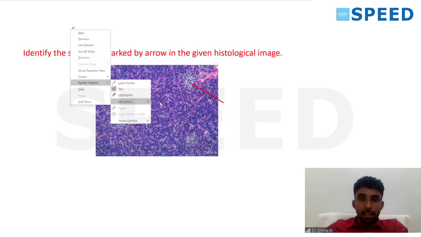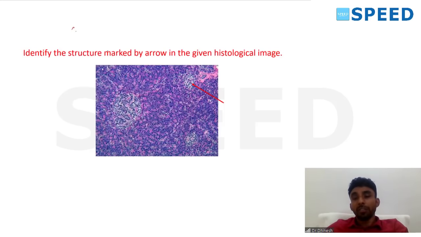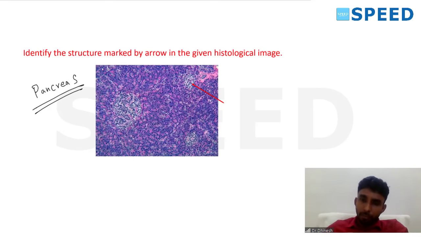There was one image like this. Identify the structure marked by the arrow in the given histological image. Since the four options were not properly recalled, I have not included the options. So the given histological image belongs to, yes, the pancreas. This is the histological image of pancreas. And the particular area marked by the arrow is nothing but the islets of Langerhans, isn't it?